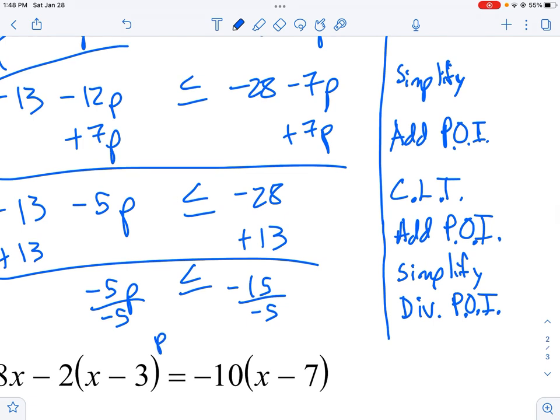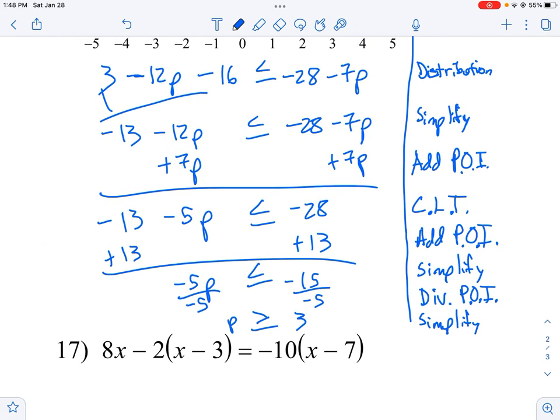And now I got p, and on the right side I got 3, but I'm not going to put less than this time, because on the bottom here, these are both negative numbers, so I'm going to flip my inequality around. So now it says greater than or equal to. The property that lets me do that simplification there is called simplify. And now we got our final answer here, p greater than or equal to 3.